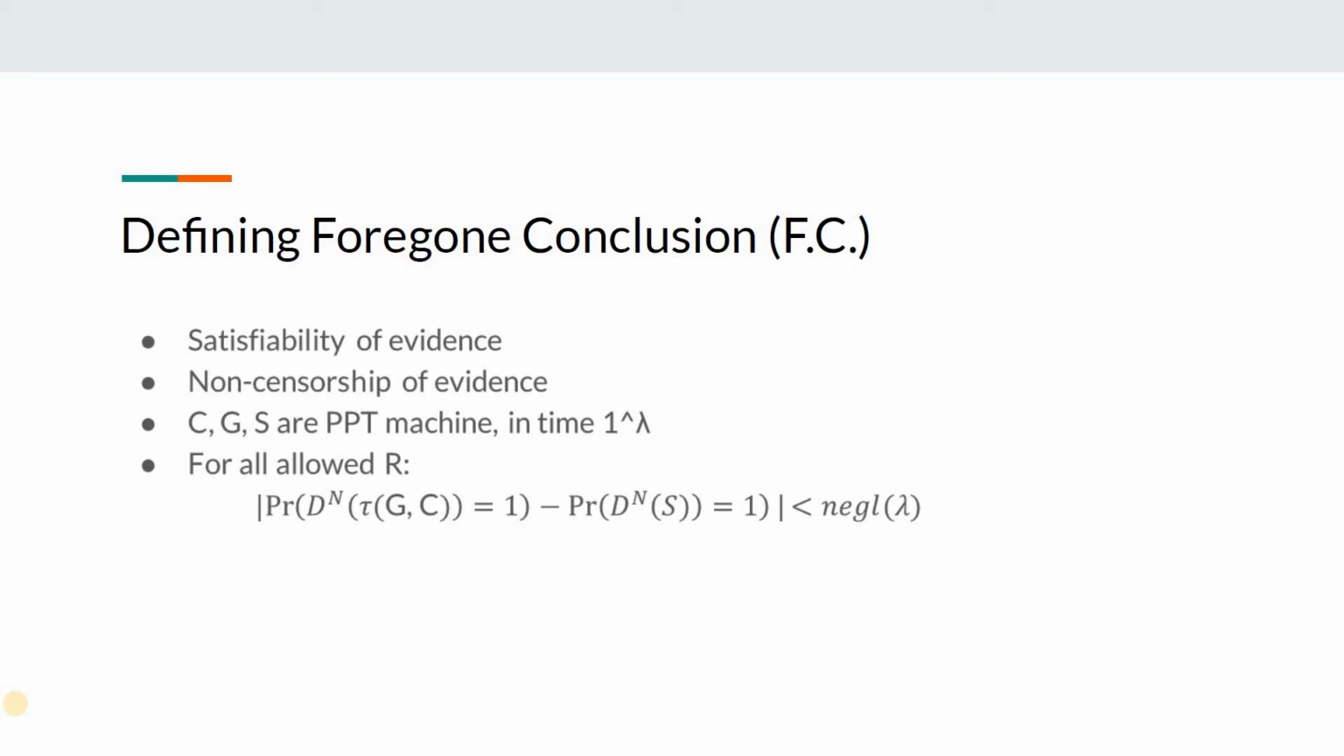And secondly, the second condition is the non-censorship of the evidence, which means that we need to allow the respondent to change the nature. And the third condition that you need to satisfy is that the C, the compel action, the government and also the simulator are probabilistic polynomial time machines, which run in time polynomial in 1 to the power lambda. And the final condition that we need to satisfy is that for all the allowed respondents, the probability that the distinguisher can distinguish the real game and the ideal game is negligible here.